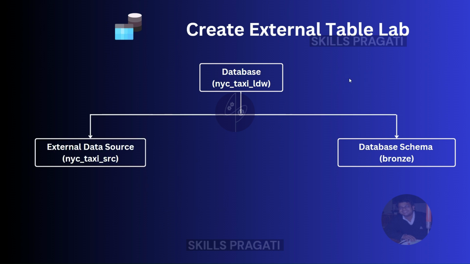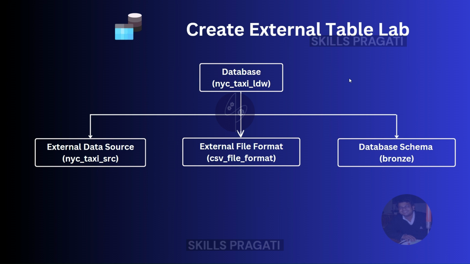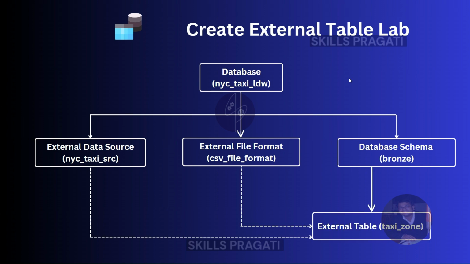We need the external data source, and we're going to call that NYC Taxi SRC. Also, we need the external file format to hold the information about our taxi zone file, which is in CSV format with a header. We'll create a file format called the CSV file format, which could be used for other CSV files too. Finally, we need to create the external table in the bronze schema using the external data source and the file format that we've created. So these are the objects we need to create in order to create the external table. Let's switch over to Synapse Studio and get started.